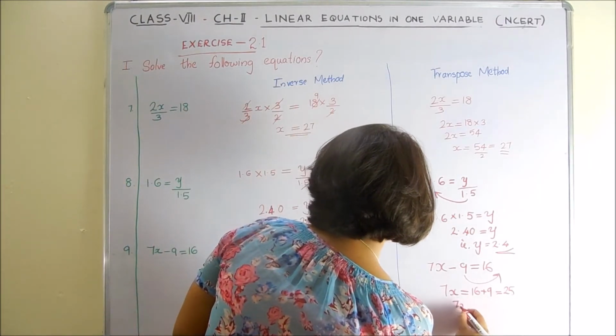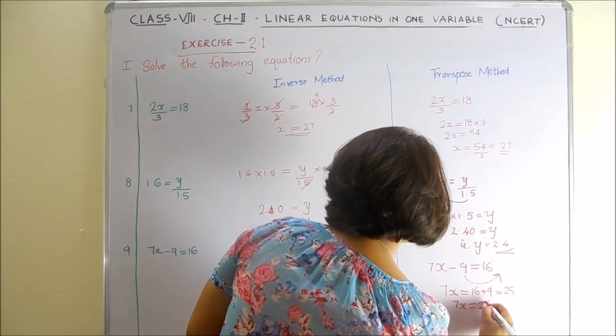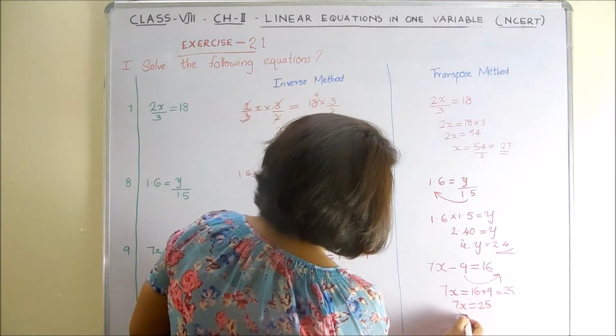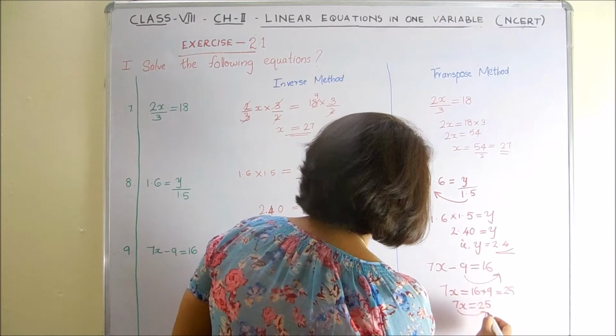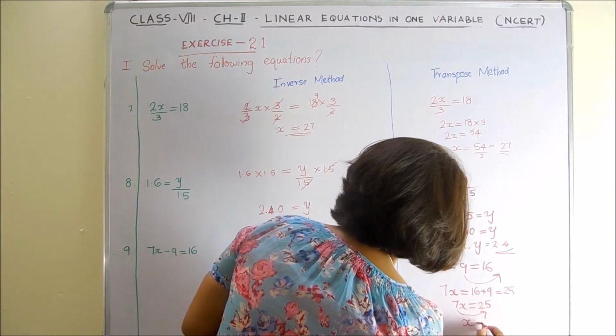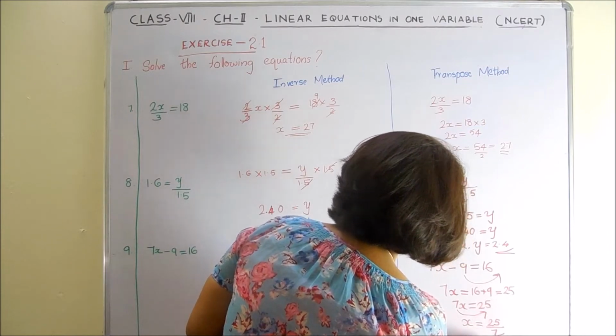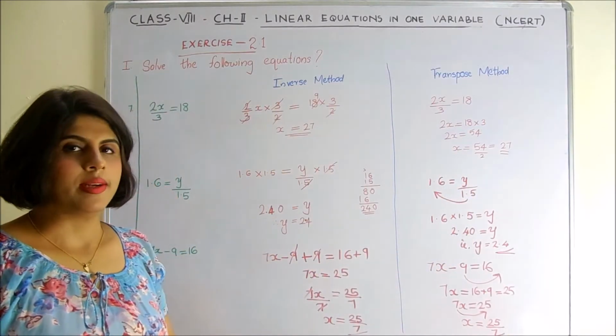That is, now the equation is 7x equal to 25. Here again we have to eliminate this 7 by transposing it into RHS as divided by 7. So x equal to 25 by 7 is the solution.